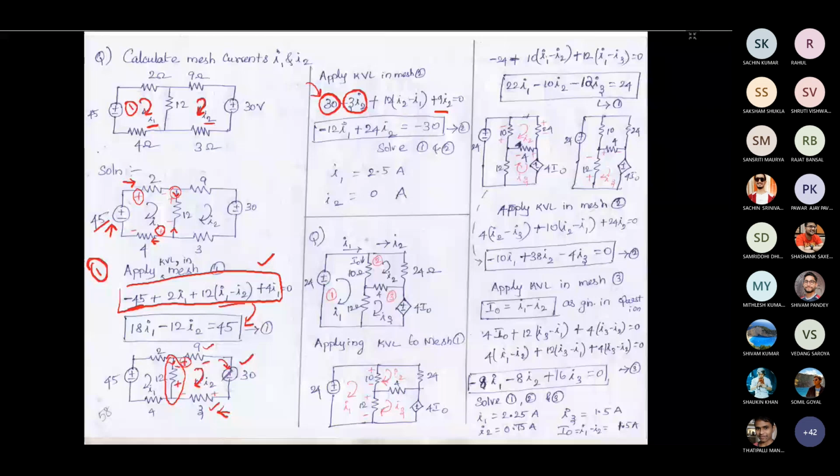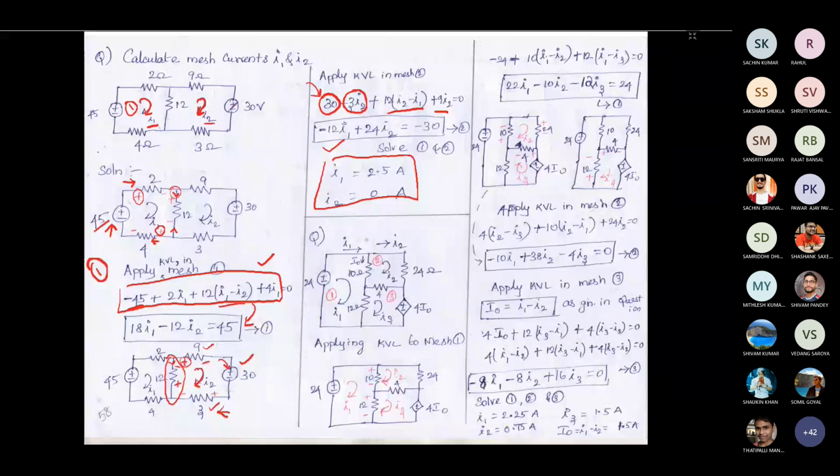If you reduce this equation, we will get the equation given by minus 12 into I1 plus 24 I2 is equal to minus 30. So we have two equations. If you solve these two equations, we can find the current. Here I1 is equal to 2.5 and I2 is equal to 0 ampere. Okay, so this is about mesh analysis for two meshes.